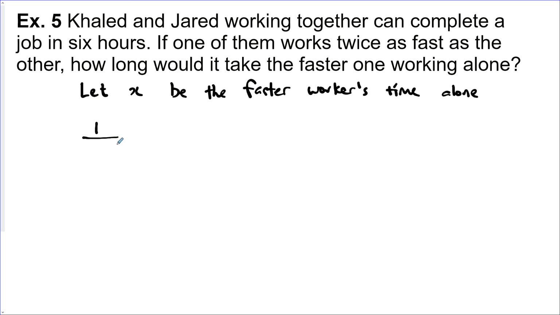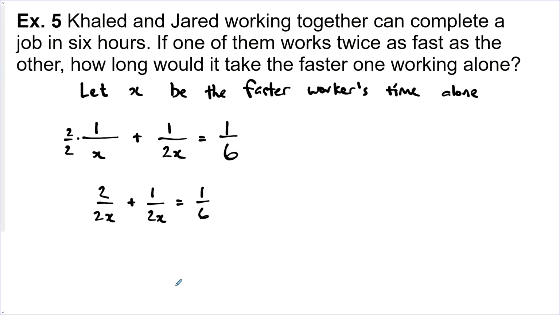So we have 1 over the faster worker's rate, 1 over x. Next we have 1 over the slower worker. The slower worker is going to be twice as slow, so 2x. And then this equals 1 over 6, the total time, or the rate together. Now we just solve this. So we can multiply top and bottom here by 2. So we get 2 over 2x plus 1 over 2x equals 1 over 6. Now we can add these together, so we get 3 over 2x.